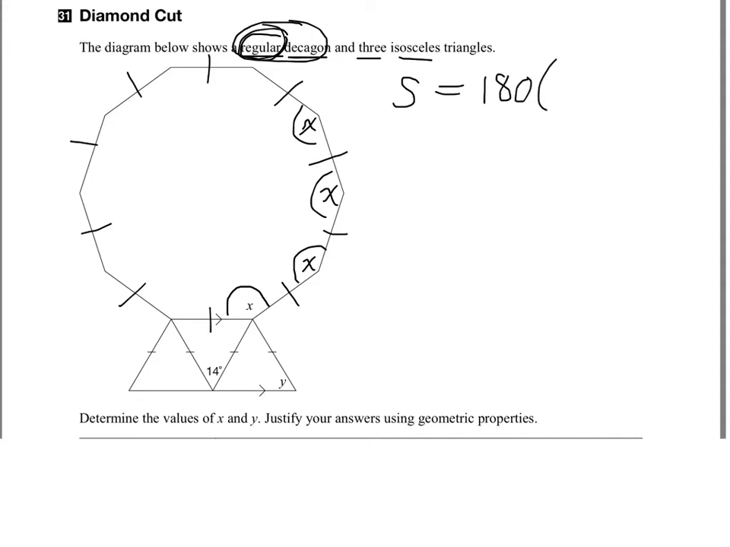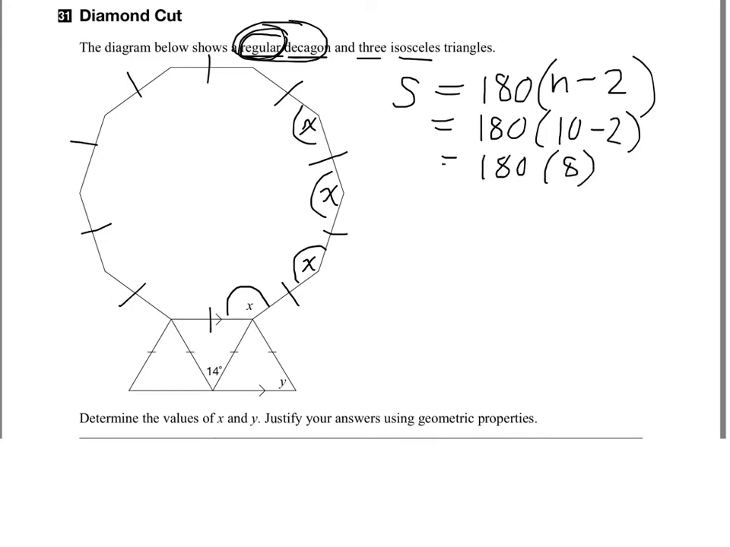180 times. Good. You guys memorize that for tomorrow. To find the sum of the interior angles inside of any polygon, we would take 180 degrees and multiply it by the number of sides and then take away 2. So how many sides does this shape have? 10. So 10 take away 2 is what? 8. That's for the interior, yeah. So what's 180 times 8?